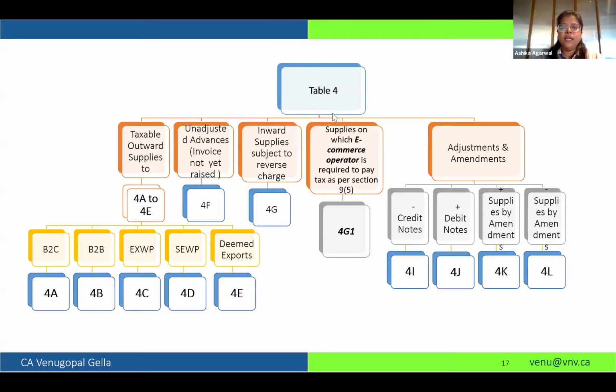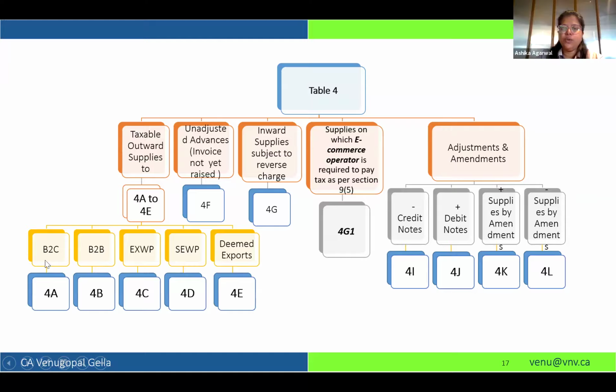Now, if you will see, like in GSTR 1, we report our outward supply by bifurcating into a number of things. One is document type, that is invoice, debit note, credit note. Another is supply type, that is related to B2C, B2B, export, or whatever another type, deemed export. Accordingly, this table 4 of GSTR 9 is also divided. So the first part, table 4A to 4E, is capturing the supply type.